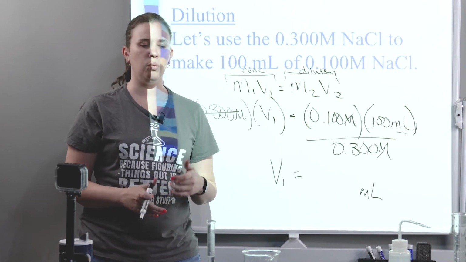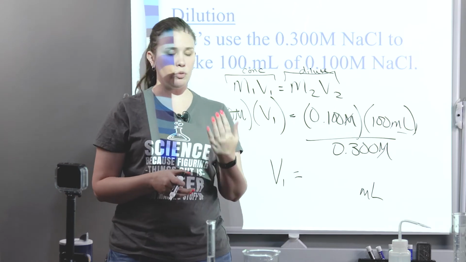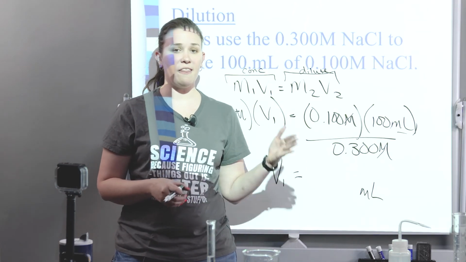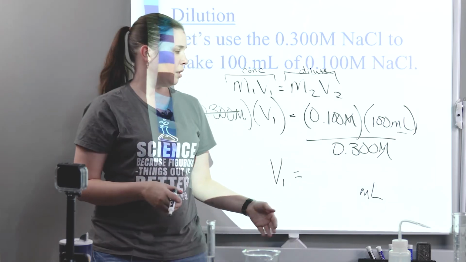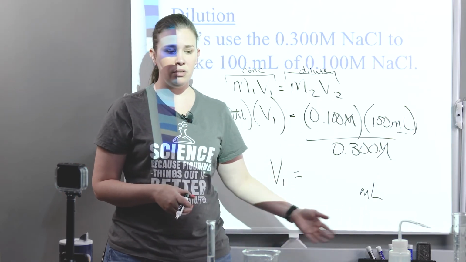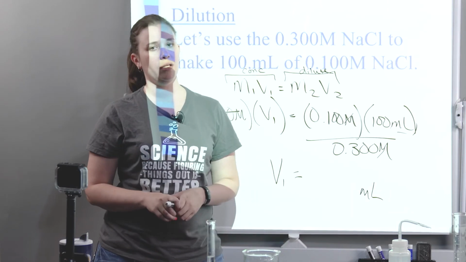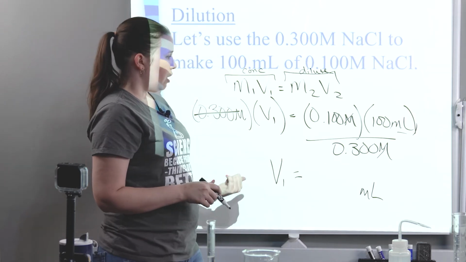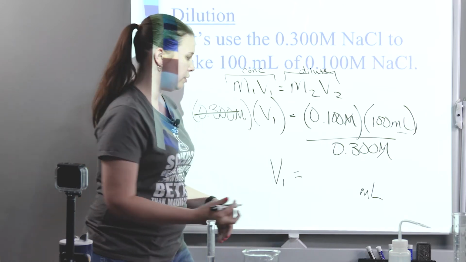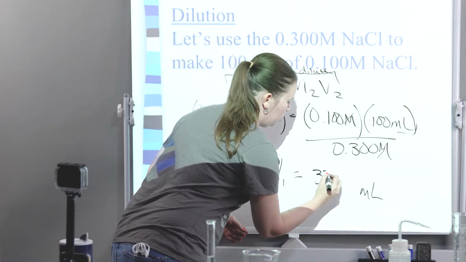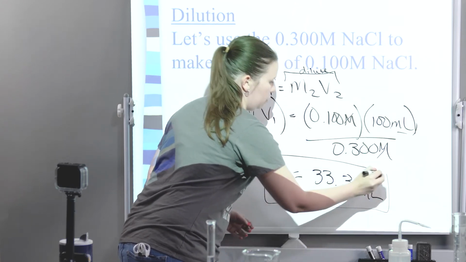Often here I get asked, well, weren't we supposed to be in liters? Well, yes, if you're using molarity equals moles over liters. We're not using that exact formula, so we don't have to abide by those exact rules. It's fine if you want to convert it to liters, but most of your volumetric flasks are labeled in milliliters, so I'm going to go ahead and leave it in milliliters. So now the question is, what is 0.1 times 100 divided by our 0.3? And that's going to be 33.3 using the 3 significant figures.